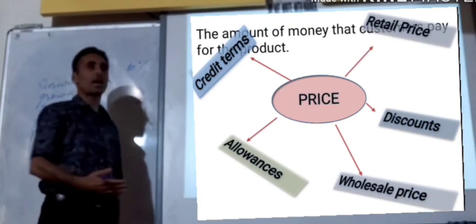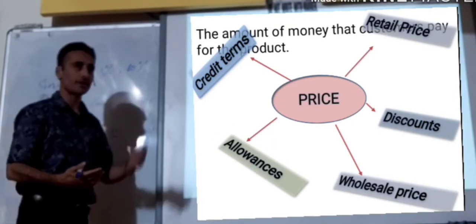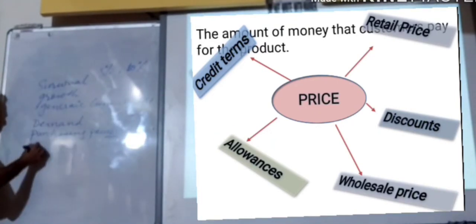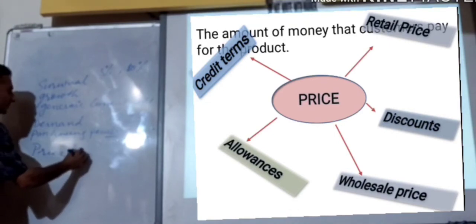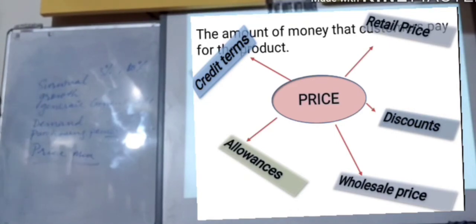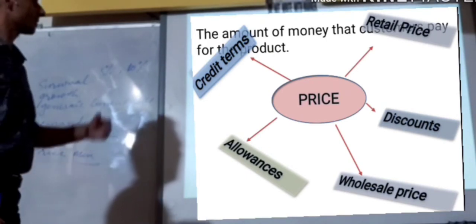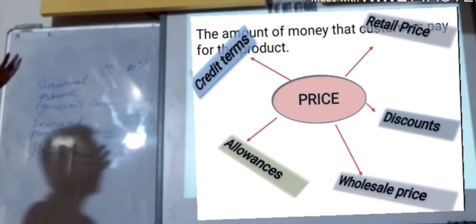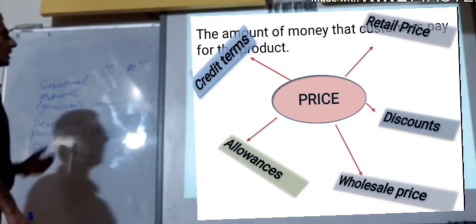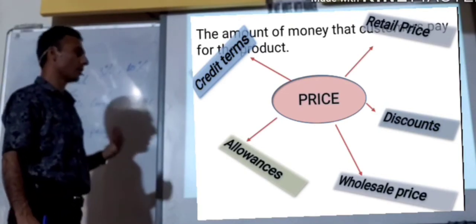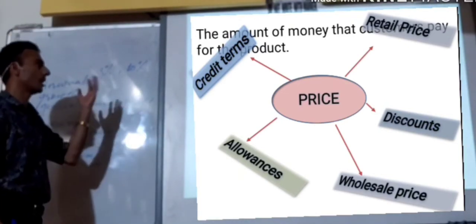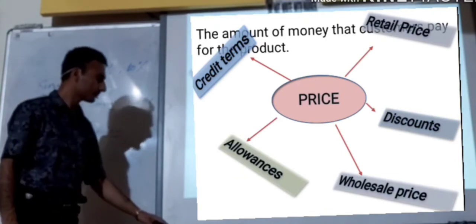These items are the elements of the price, and this is known as price mix. So here the price mix are what? The elements which are included in the pricing factors like retail price, discount, wholesale price, allowances and credit terms.